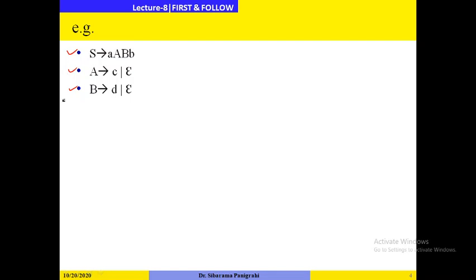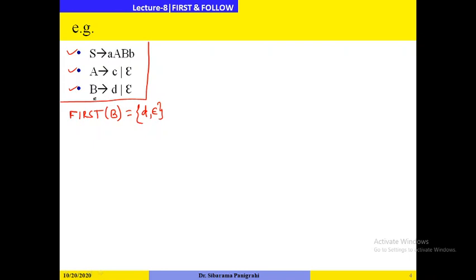So it's dead easy. I hope all of you have computed it. So let me first write the first of B. What is the first of B? Can anyone tell me? What is the D and epsilon? Very good. So first of B is D and epsilon.